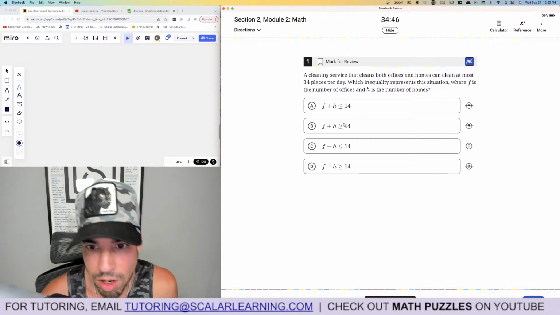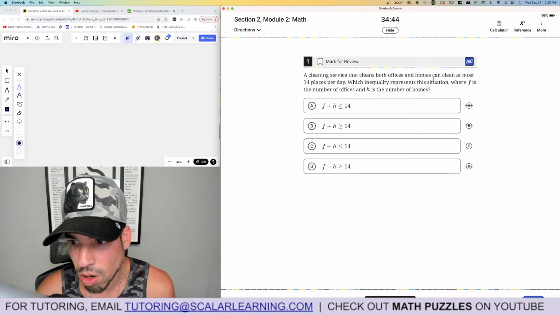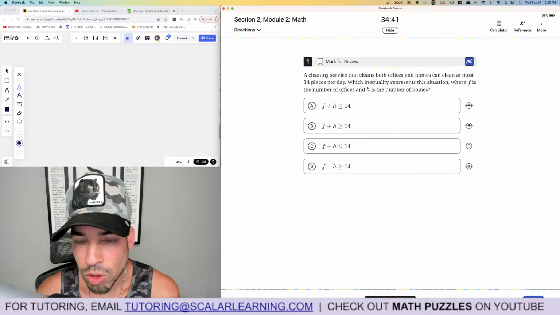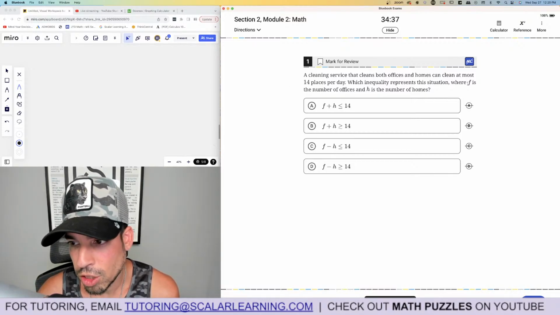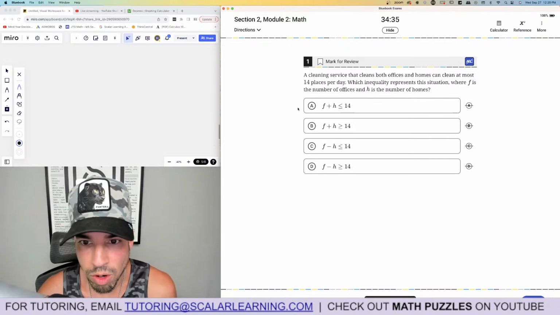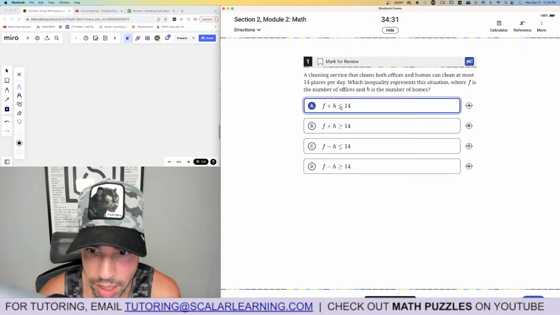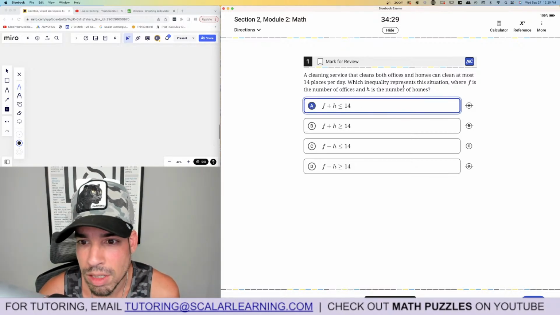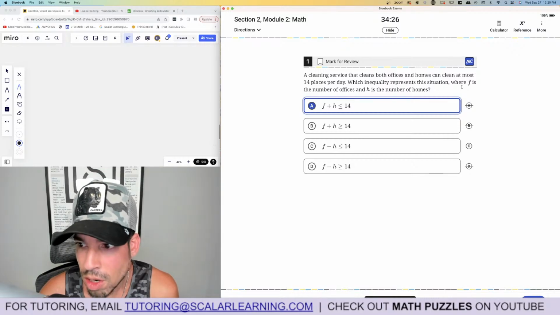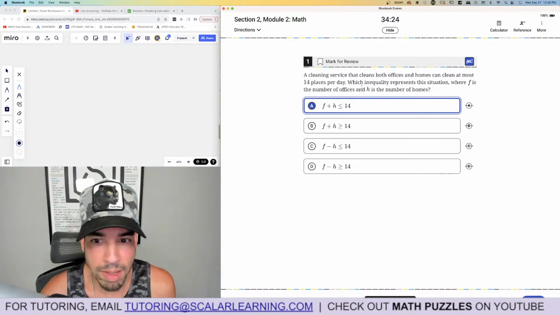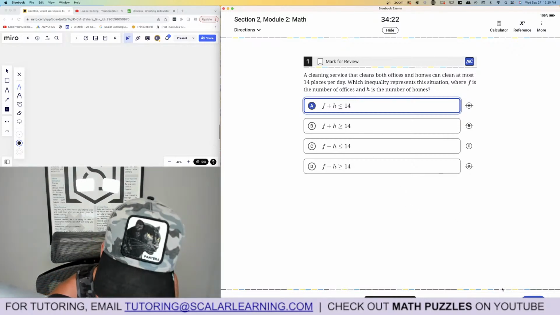A little bit of time has gone off, but we're still good to go. A cleaning service that cleans both offices and homes can clean at most 14 places per day. Which inequality represents a situation where F is the number of offices and H is the number of homes? So at most 14, that's less than or equal to. And I would say the sum, right? Because it's at most 14 places. So if I did 3 of those and 11 of those, I'm capped out. So we're adding them together, less than or equal to 14, boom, done.